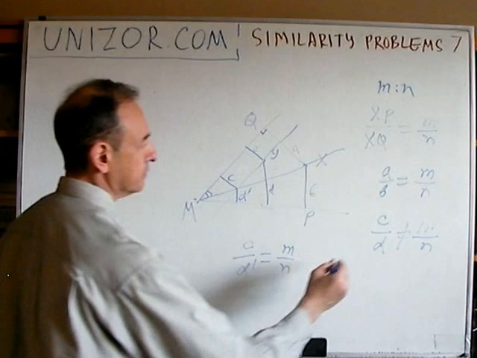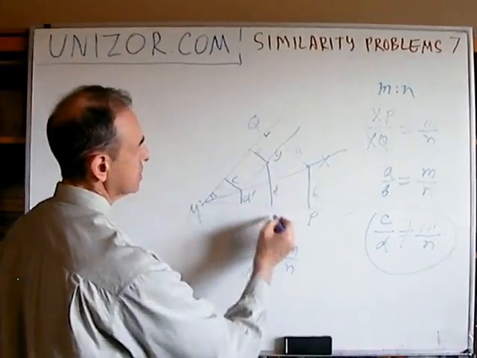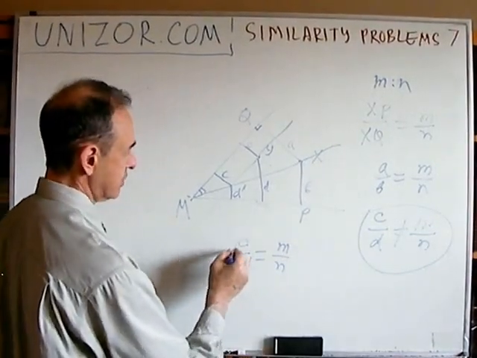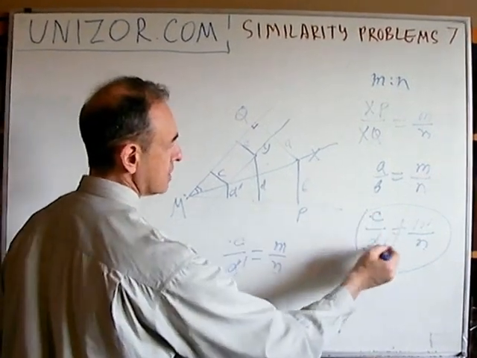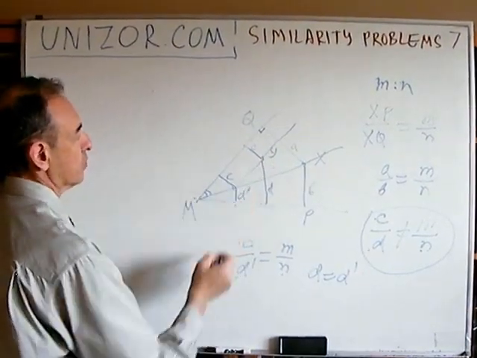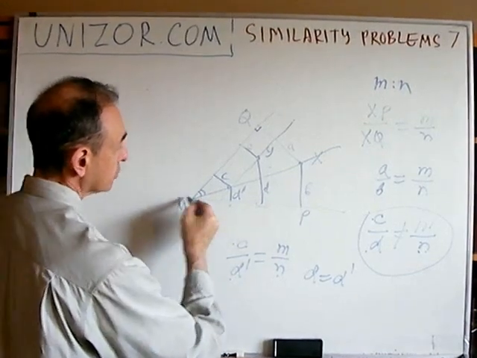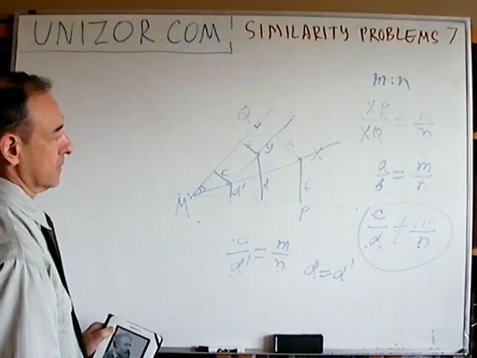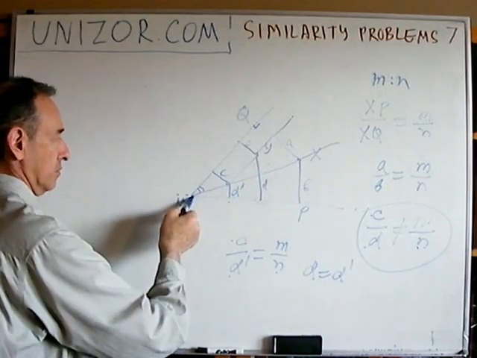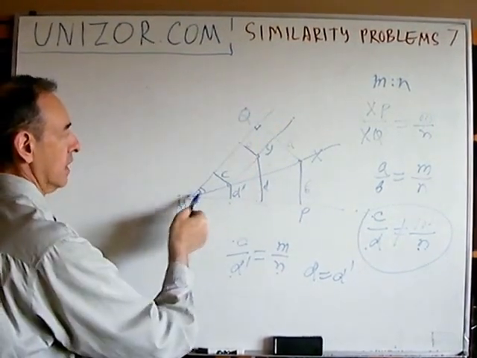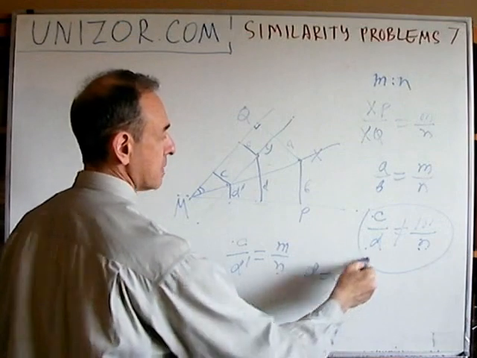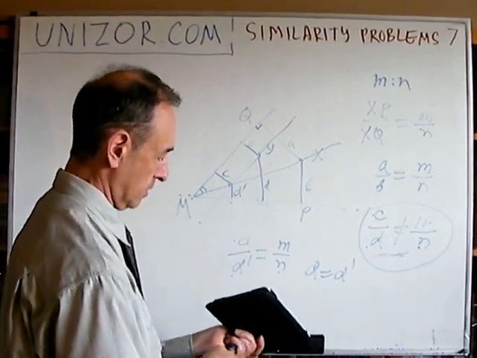Now, what if C over D is equal to M over N? Then, if I assume this, I will have C over D prime is equal to M over N, and C over D is equal to M over N, which means D is equal to D prime, which means this line should be parallel to this particular leg of the angle. But it's impossible because this line is, by condition, by the construction, parallel to this one. It cannot be parallel to this if these are not parallel among themselves. So that's the contradiction, which means C over D cannot be equal to M over N.